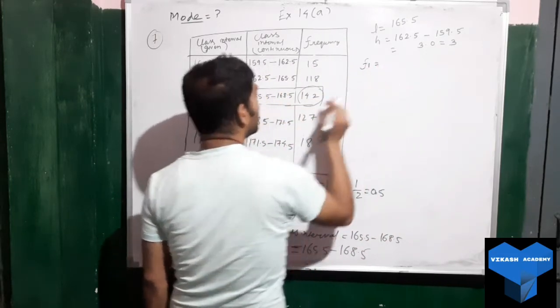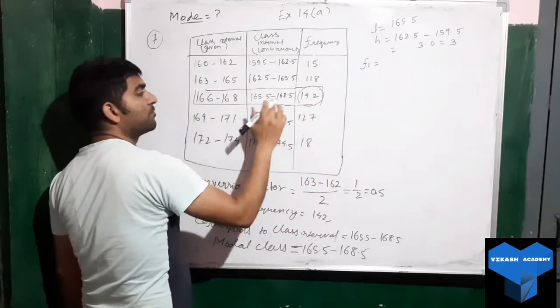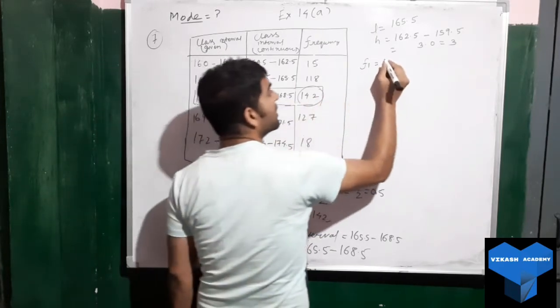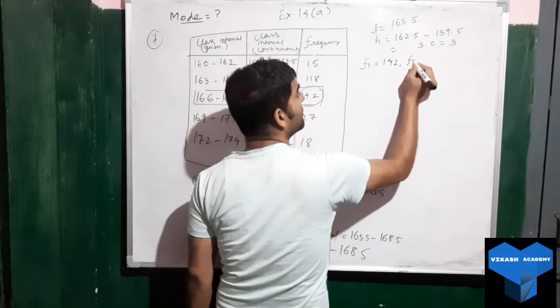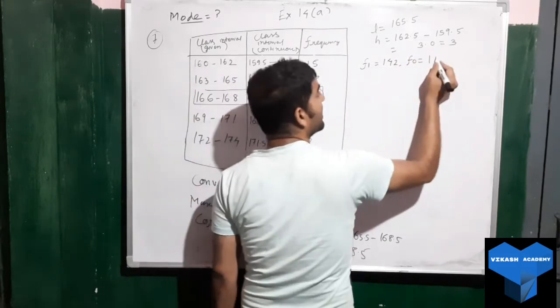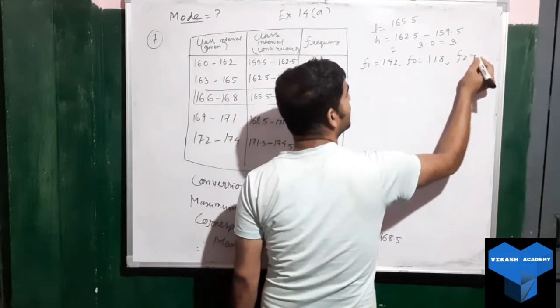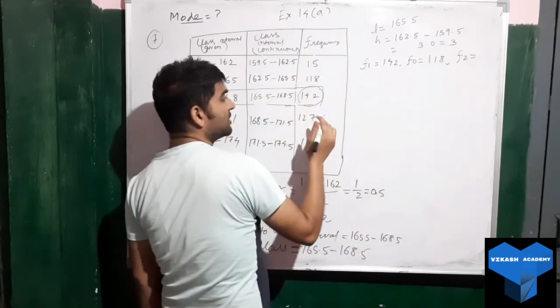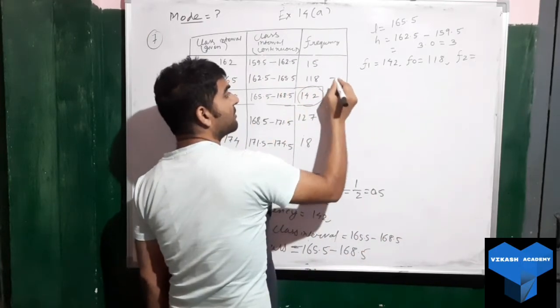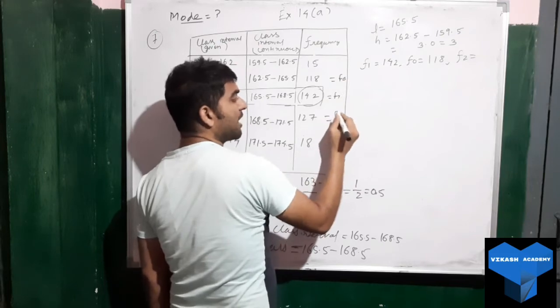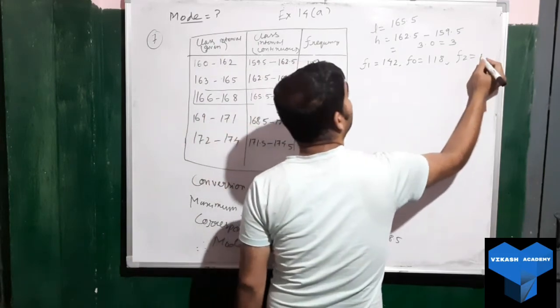F1 will be the frequency of the model class. So model class is this one. Frequency will be 142. F0 will be the one before that, so 118. Next, F2 will be how much? Just after this. So this is F1, F0, and after this is F2. So F2 we got 127.